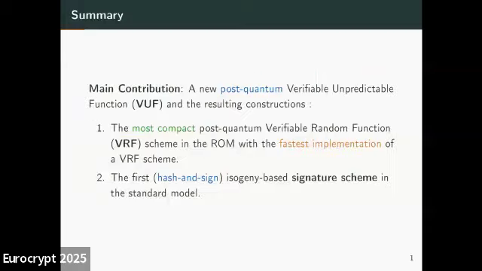So today I'm going to present to you a new post-quantum verifiable unpredictable function, or VUF, which leads to the following two very interesting applications. First, we get from there the most compact post-quantum verifiable random function scheme in the random oracle model, with the fastest implementation of a post-quantum VUF scheme. And also the first hash-and-sign isogeny-based signature scheme in the standard model.